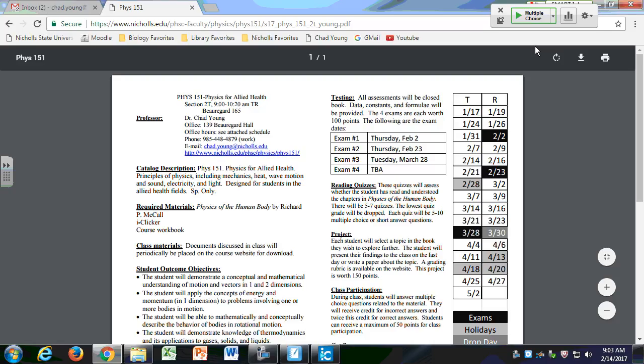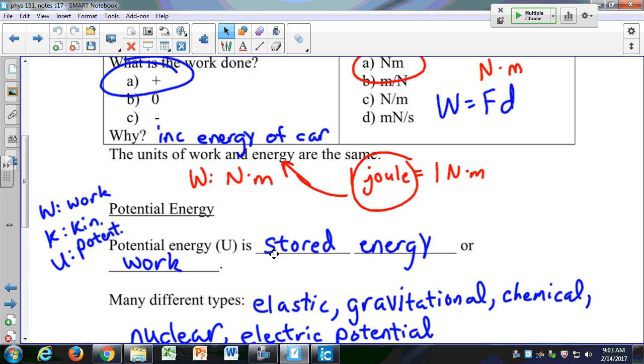It'll cover the fluids, and probably all the work and energy, and maybe even a little bit more. But we'll just sort of see how far we get. Any questions or concerns or whatever?